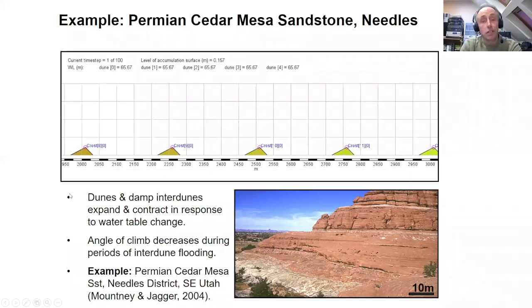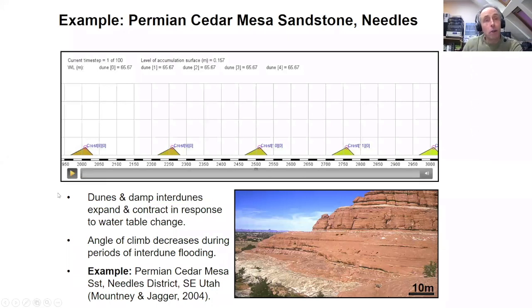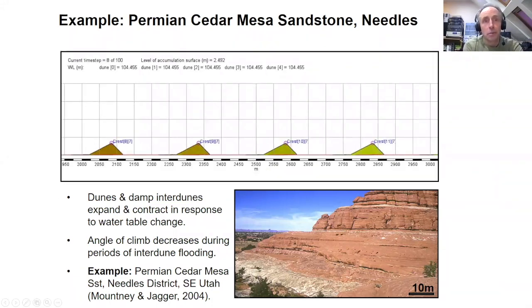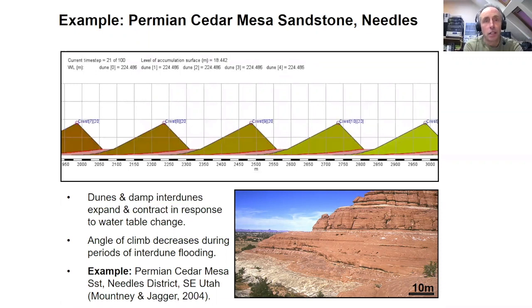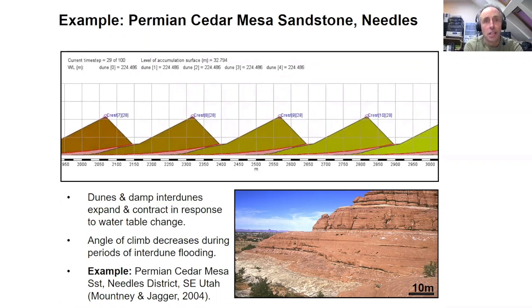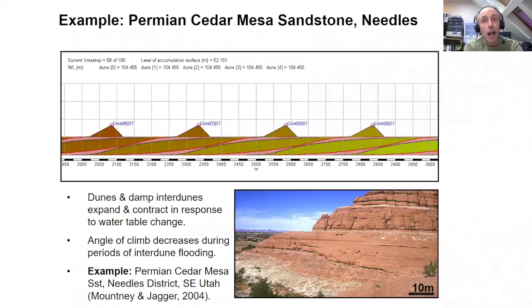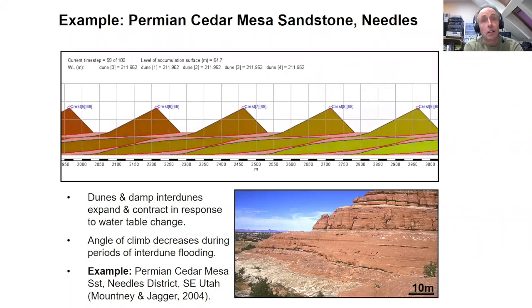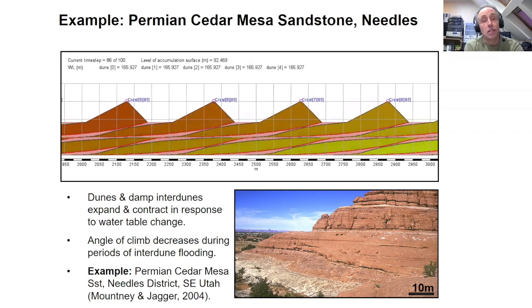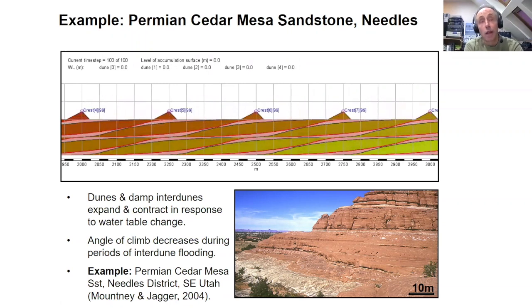So I'll run the model first, and then I'll show the outcrop example afterwards. As the model runs, you can see the dunes are getting bigger and the angle at which they climb steepens. And then as they get smaller, the angle at which they climb slackens off and it becomes 0. And then they get bigger again and climb at a steep angle, and then they get smaller again and the angle of climb reduces close to 0. By doing that, the stratigraphy that they generate as they move tracks that behavior.